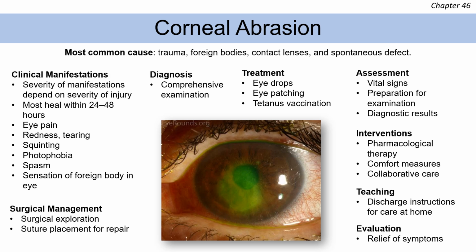Signs and symptoms are going to be eye pain, redness, tearing, squinting, photosensitivity, and a sensation of a foreign body in the eye. So maybe you feel like you have sand or something scratchy. We're going to give some medications depending on the severity, and then we're going to teach the patient. Usually they're given an eye patch to wear with the meds. We're going to teach them how to take it and to report any signs and symptoms of worsening vision or infection. You can read more about this in your textbook if you'd like.